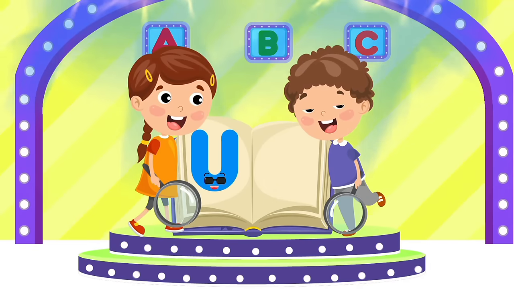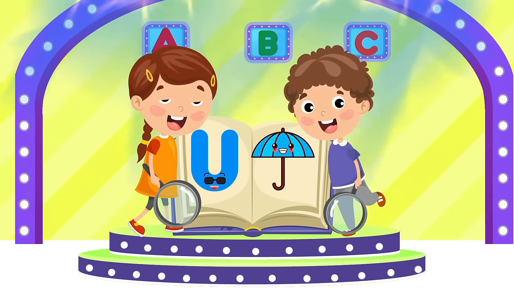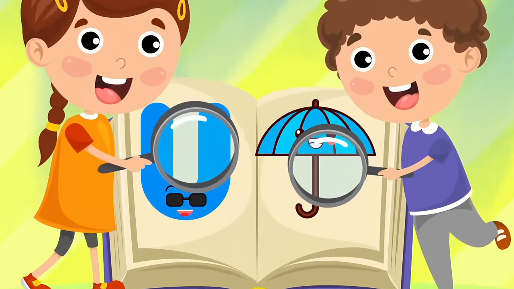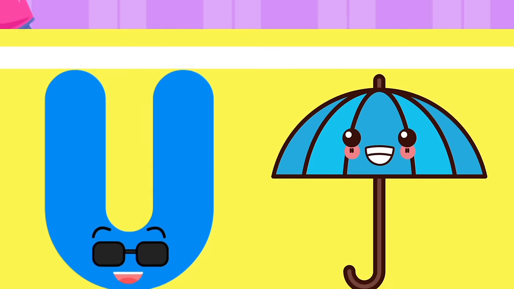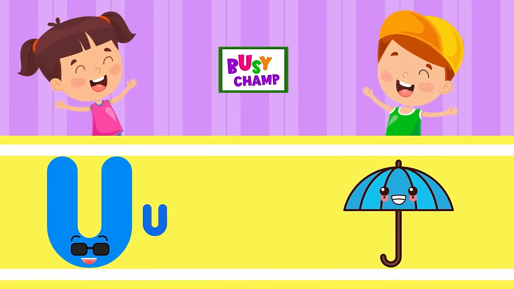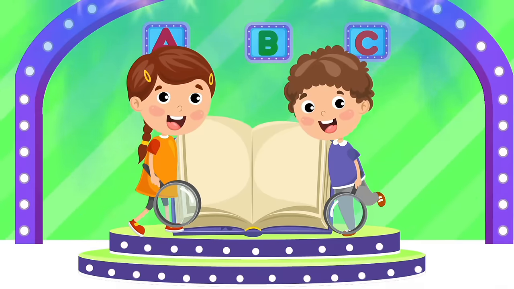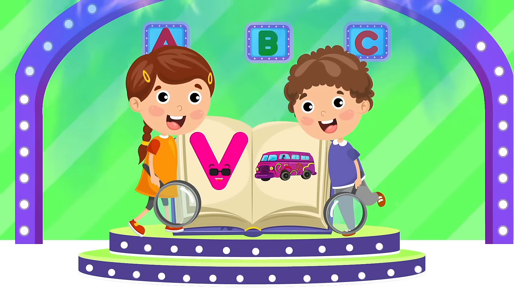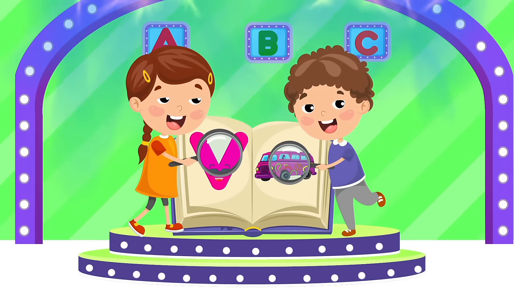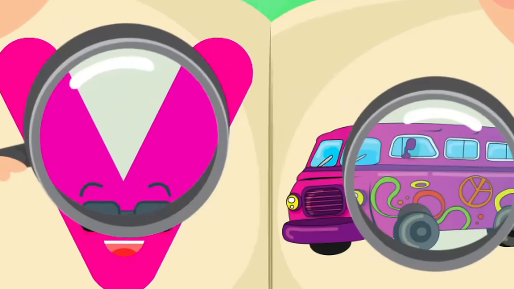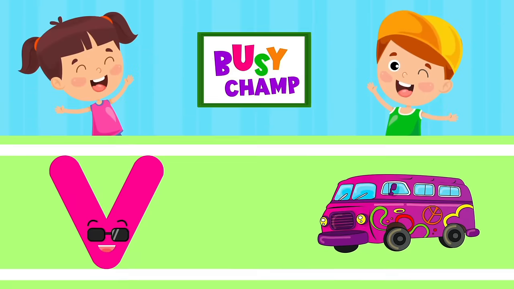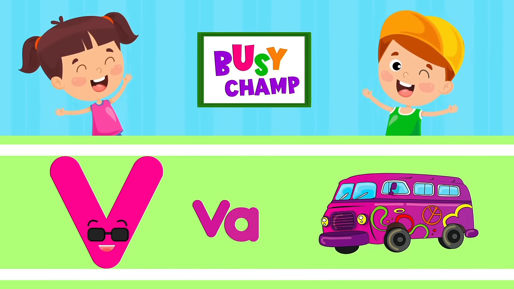It's alphabet U. Umbrella. Umbrella starts with U. This is alphabet V. Van. Van starts with V.